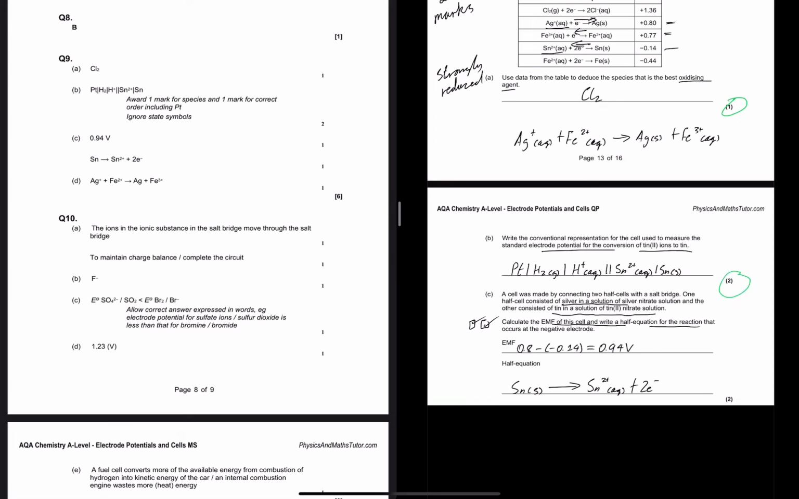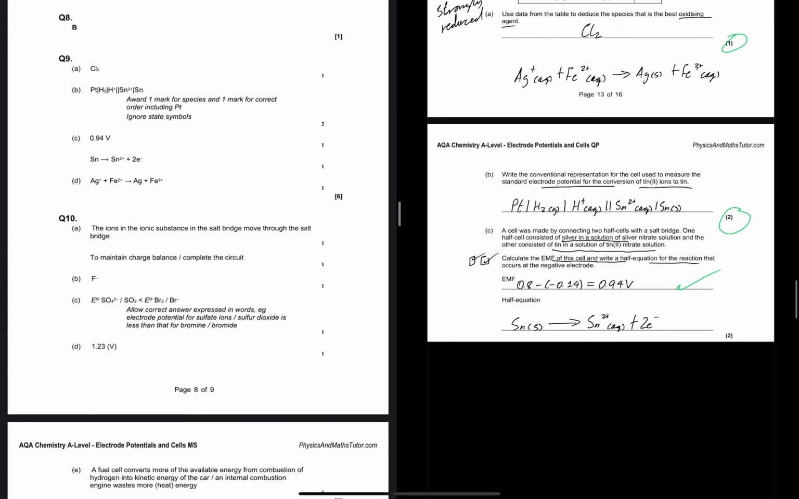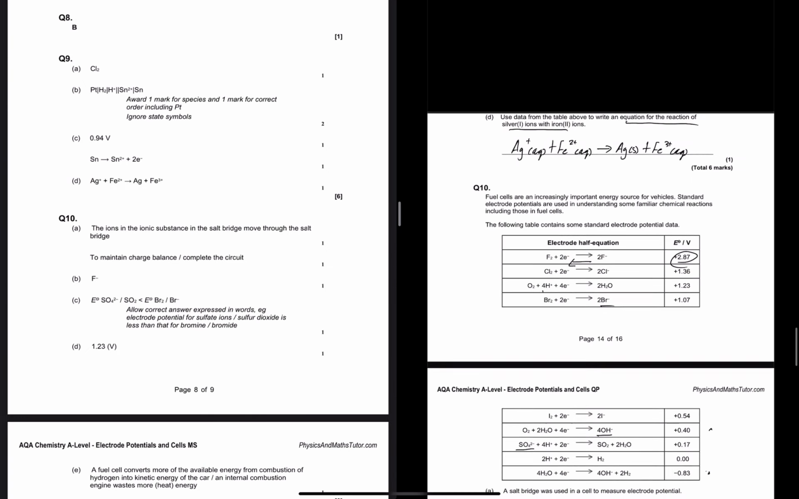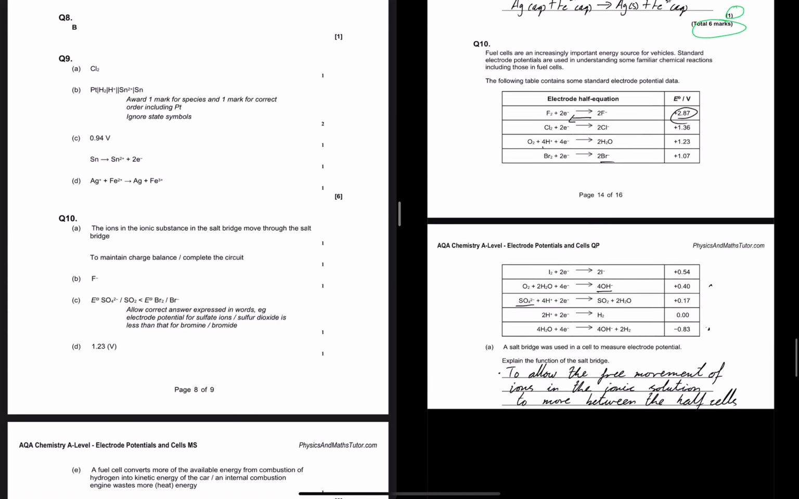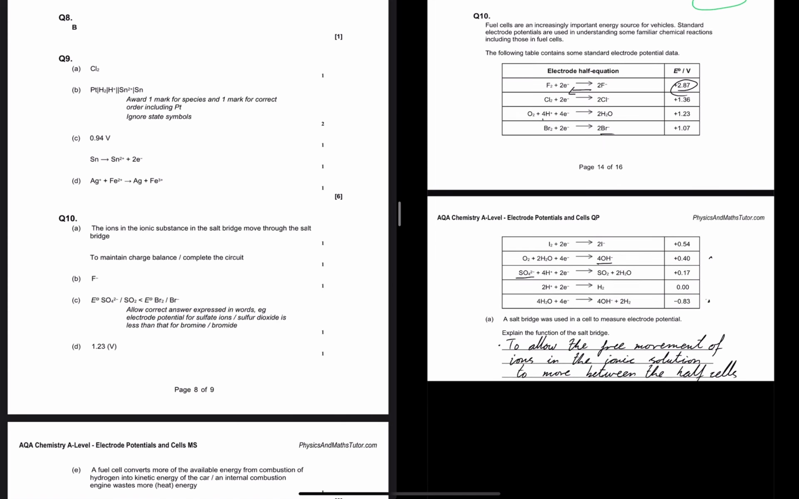0.94 volts. Sn solid. Yeah, I guess I don't have to write state symbols unless they specifically ask. My bad, but I always put them down just in case. Yes, that's 6 out of 6. No central C. Question 10.